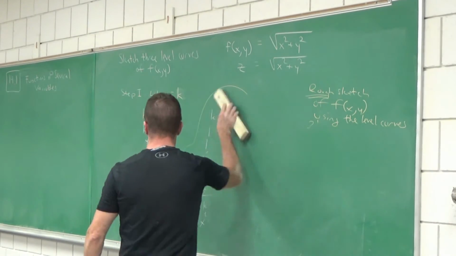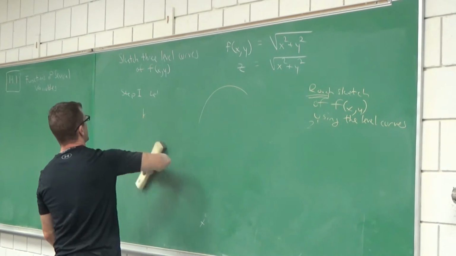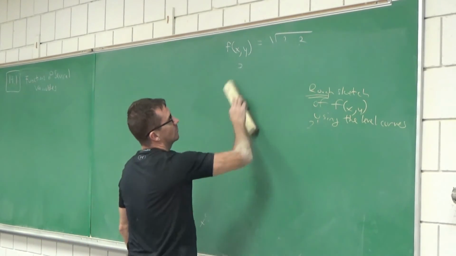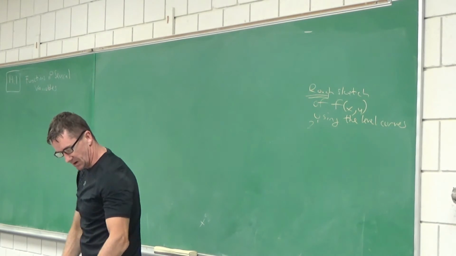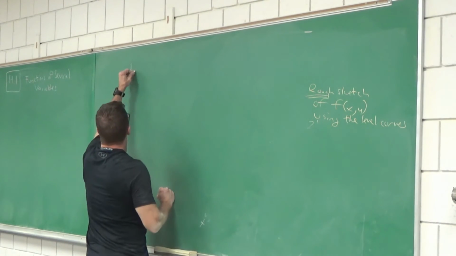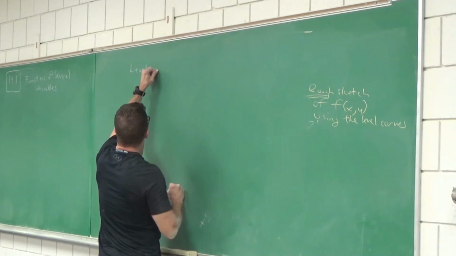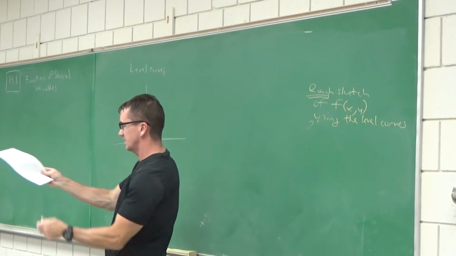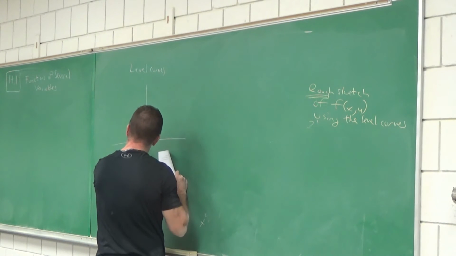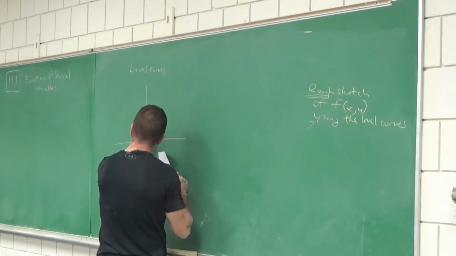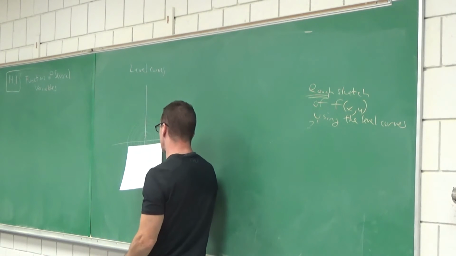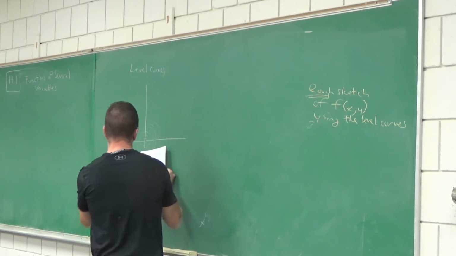I'll erase this. Let's see, the first one. So we won't sketch 2 level curves. I'll get this out of the way. All right, here come the level curves. Oh, the circles again. There's a lot of tight ones here, huh? A lot of circles in here. Then they start widening out.